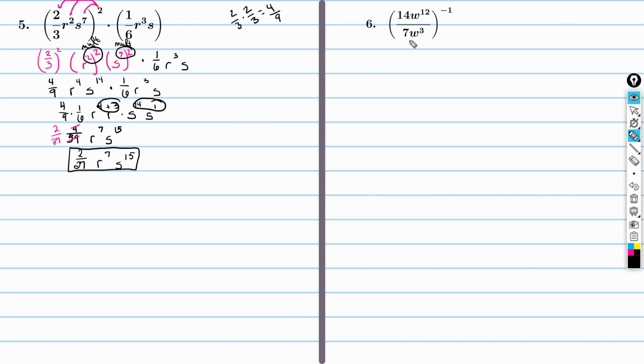So on number 6, the first step you would do is simplify inside the parentheses. So 14 divided by 7 is 2. We're going to take our exponents and we're going to subtract them because we have the same base. So we have 2w to the 9th, all to the negative 1 power. So that means I'm going to take this entire thing and I'm going to move it to the denominator. So I have 2 times w to the 9th underneath that 1.